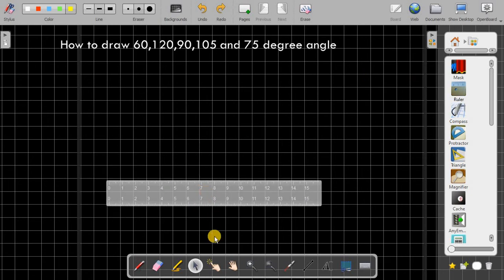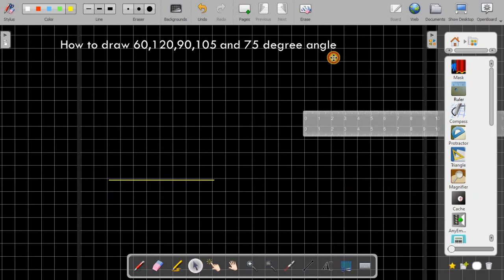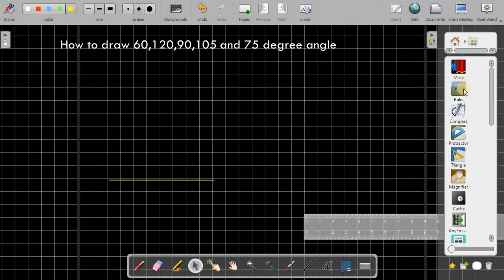Then you have to arrange your ruler and you can plot one straight line. So here I am doing a measurement of around 8 centimeter, and then I just put it outside, and now you have to use the compass, and I will show you how you can plot a 60-degree angle.